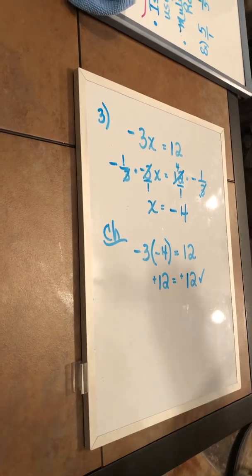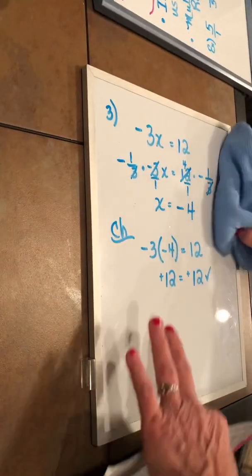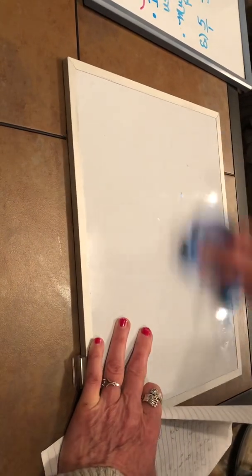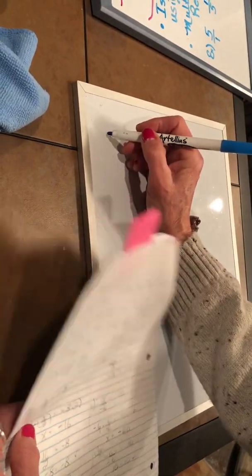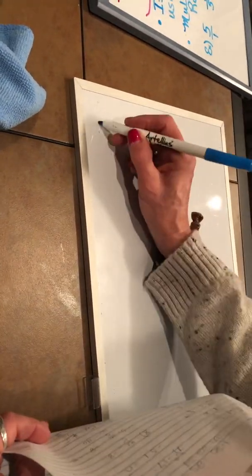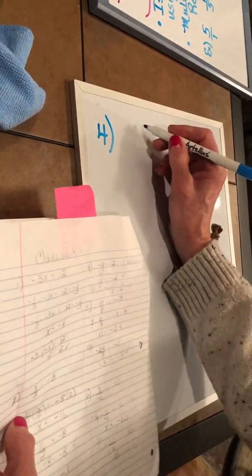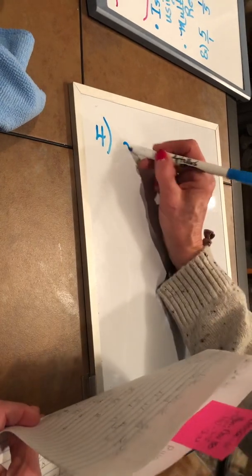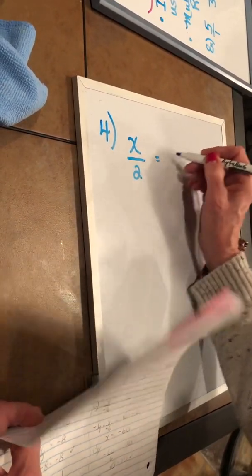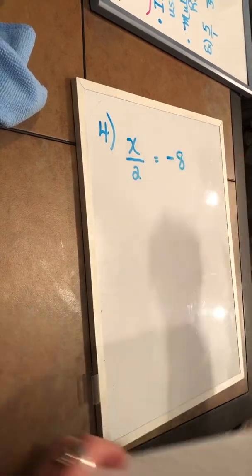So let me show one more because this one is pretty simple in terms of not having any fractions in it. But I want to show one more with a fraction. Okay, so this would be, was that 3 and this is 4? I don't remember now. Yeah, okay, here we go. All right, so this problem is x divided by 2 equals a negative 8, all right?